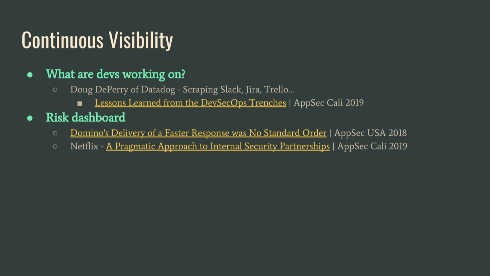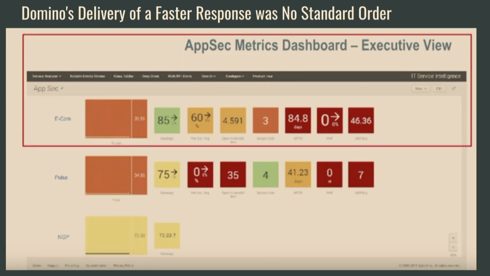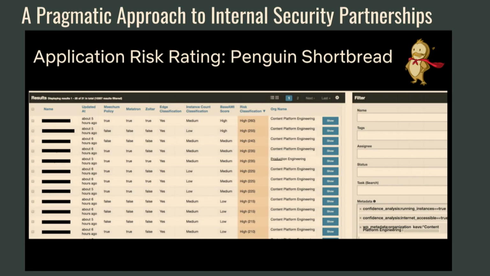And then having this idea of a risk dashboard. So what is the current state of our different services? Domino's at AppSec USA gave an example of, for each service, what are the components, and do we have known vulnerabilities in those? Like, do we have good coverage? And then Netflix, again, had something as well.